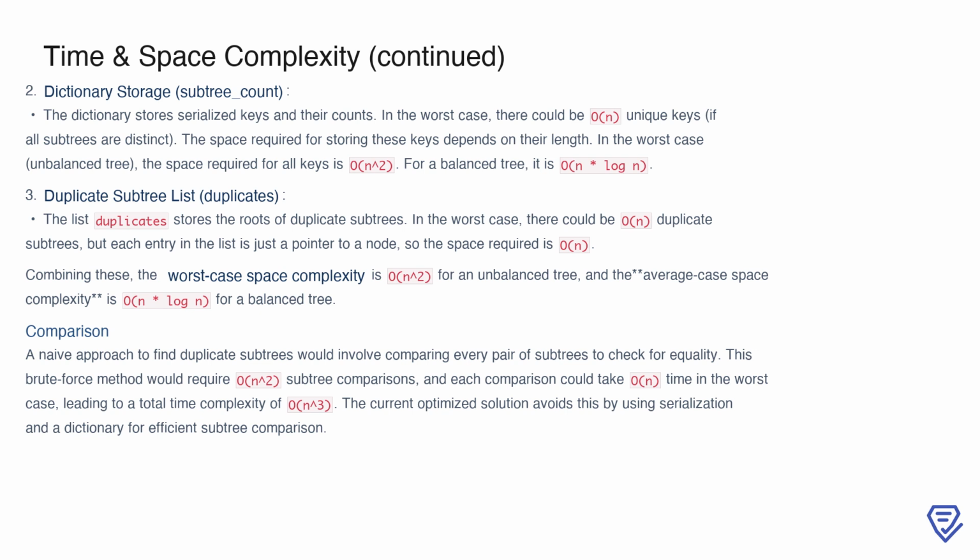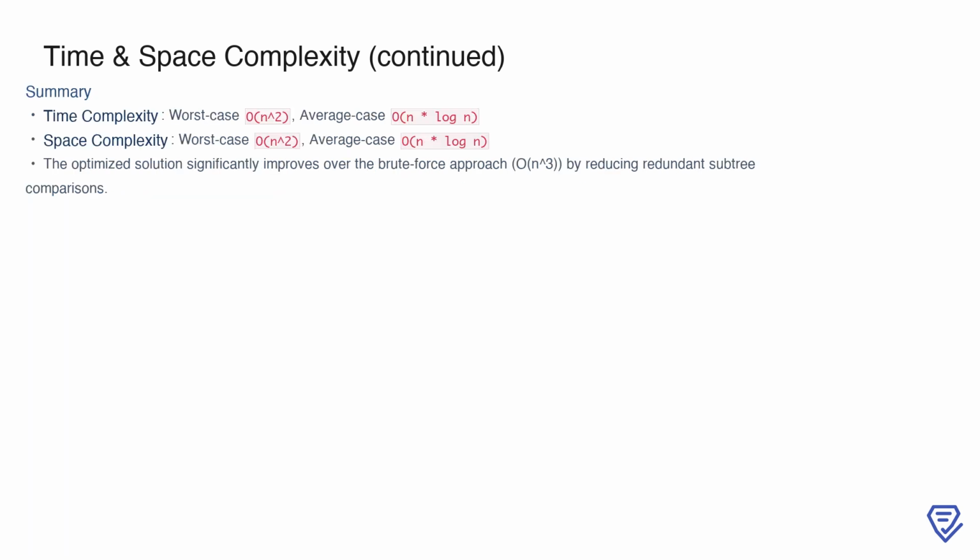Finally, comparing this solution to a naive approach, which requires O(n³) time, the optimized method is far more efficient. By leveraging serialization and a dictionary, we avoid redundant subtree comparisons. To summarize, the time complexity of the optimized solution is O(n²) in the worst case and O(n log n) on average. Similarly, the space complexity is O(n²) in the worst case and O(n log n) on average. This represents a significant improvement over the brute force approach, which would require O(n³) time due to the inefficiency of comparing every pair of subtrees.